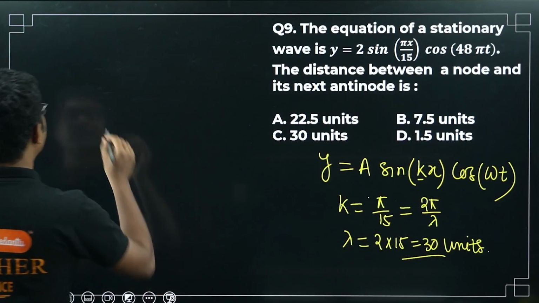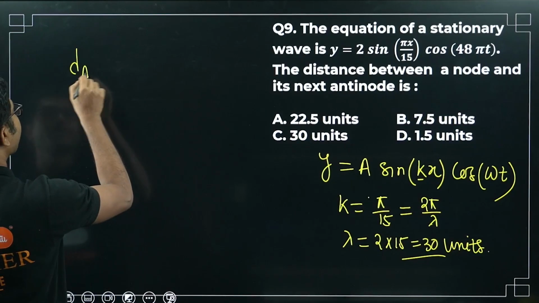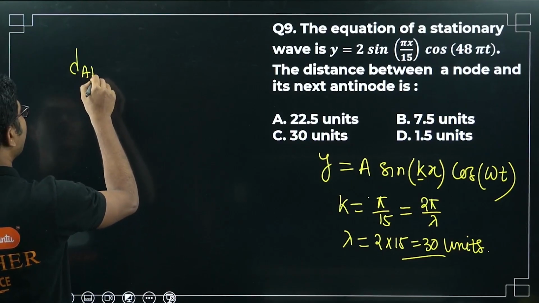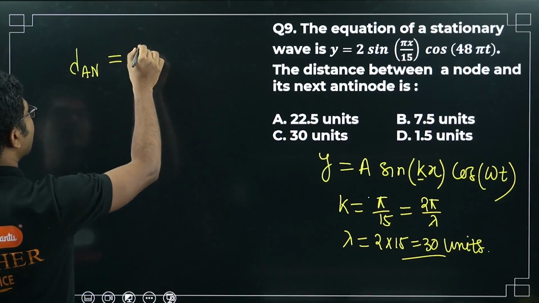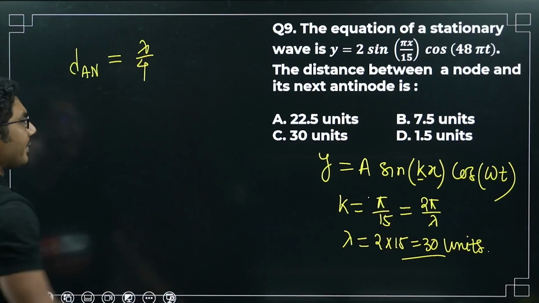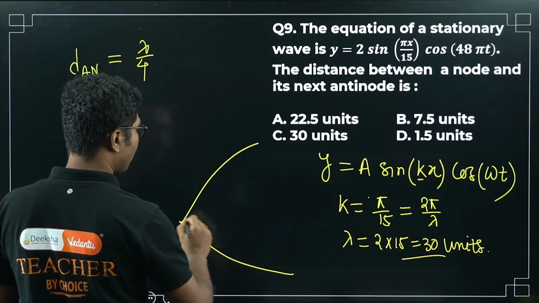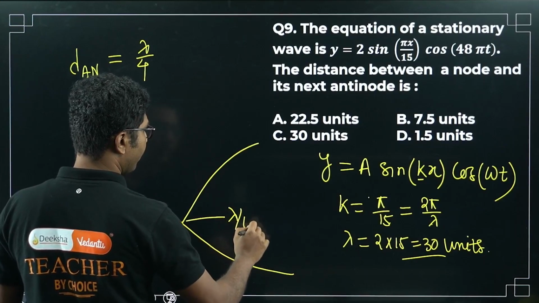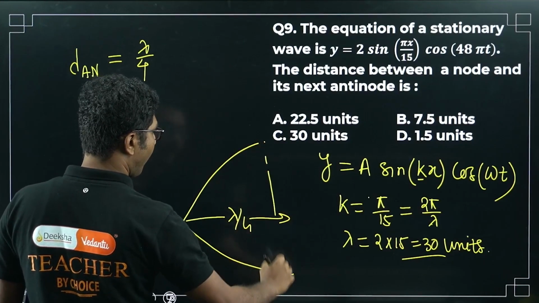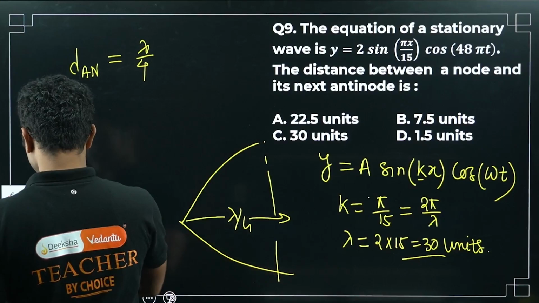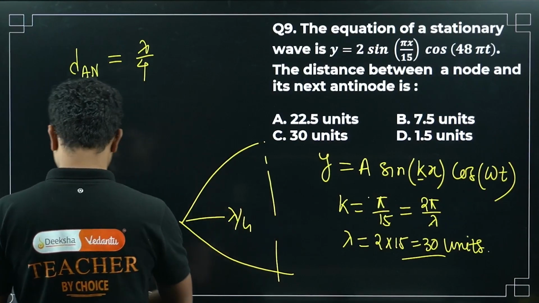Now the distance between a corresponding node and antinode is given by lambda by 4. It is always true, right? So a corresponding node and antinode is always lambda by 4, right? This we have learned in our class.